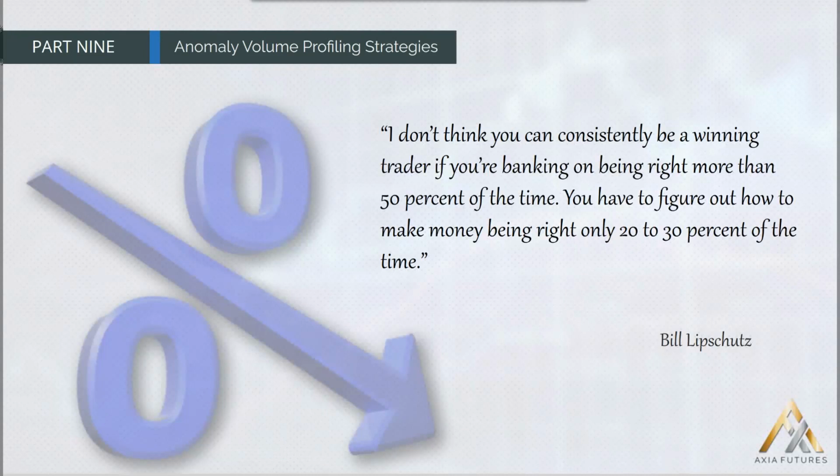Part 9. Anomaly Volume Profiling Strategies. Bill Lipschutz once said, "I don't think you can consistently be a winning trader if you're banking on being right more than 50% of the time. You have to figure out how to make money being right only 20 to 30% of the time."